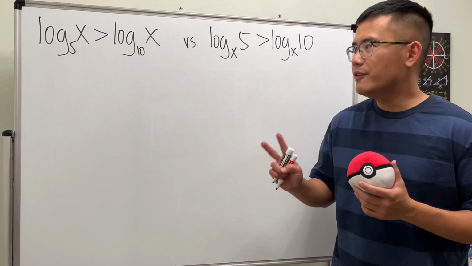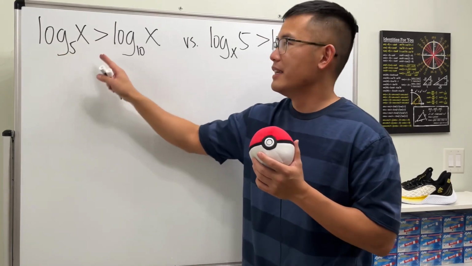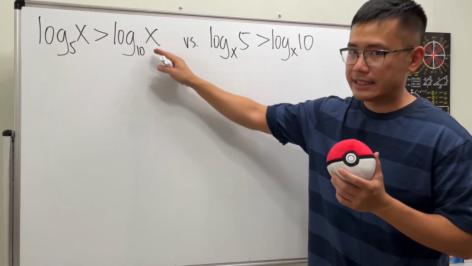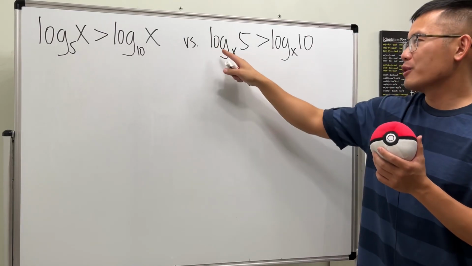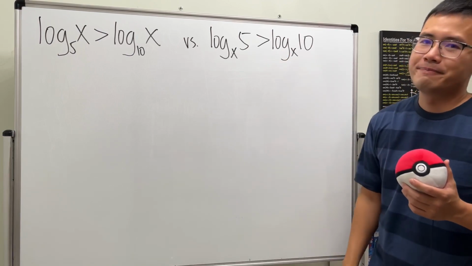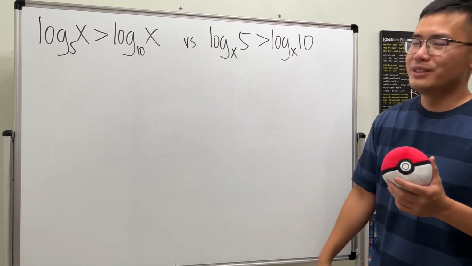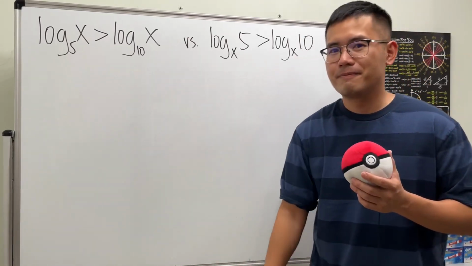Alright, here we have these two very interesting logarithmic inequalities. The first one is log base 5 of x greater than log base 10 of x. And for the second one, the x is in the base: log base x of 5 greater than log base x of 10. So how do we even do this? As always, please pause the video and try them first.